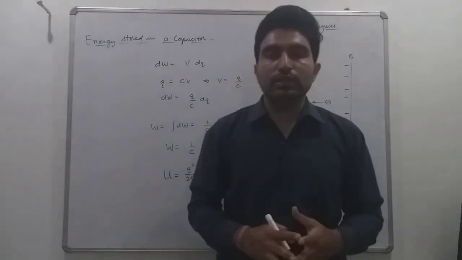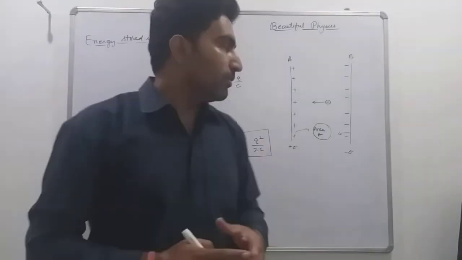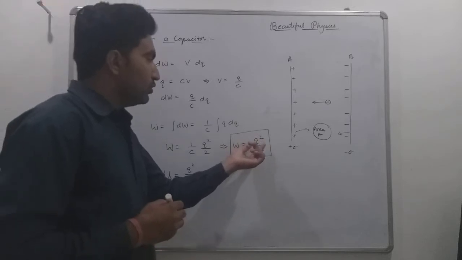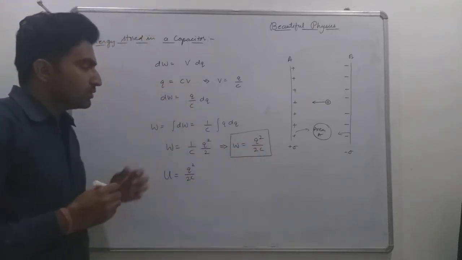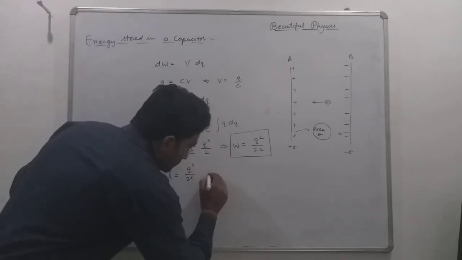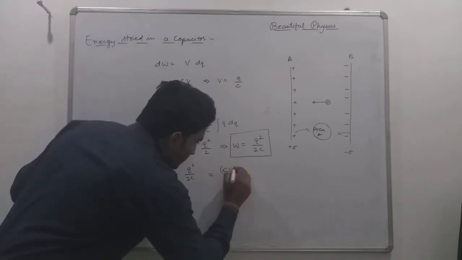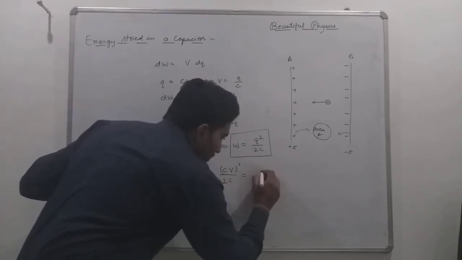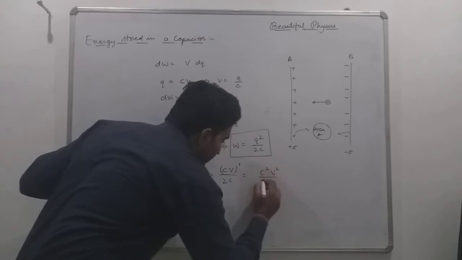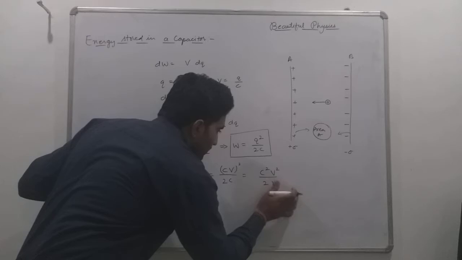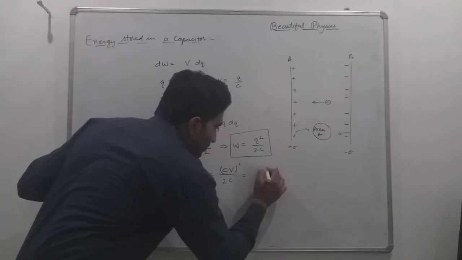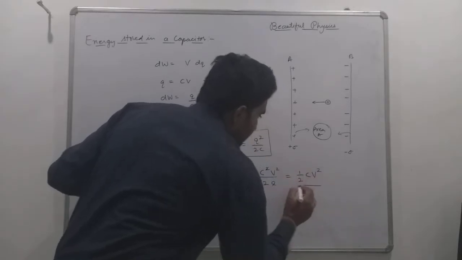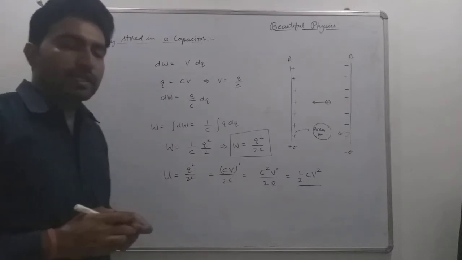We can derive two more forms of energy stored in a capacitor by using the same formula, Q is equal to CV. When we put the value of Q from Q equals CV, we have CV in place of Q, squared, divided by 2C, which equals C square V square divided by 2C. One C will cancel out, and it will be equal to half C V square. It is the next form of the energy stored in a capacitor.